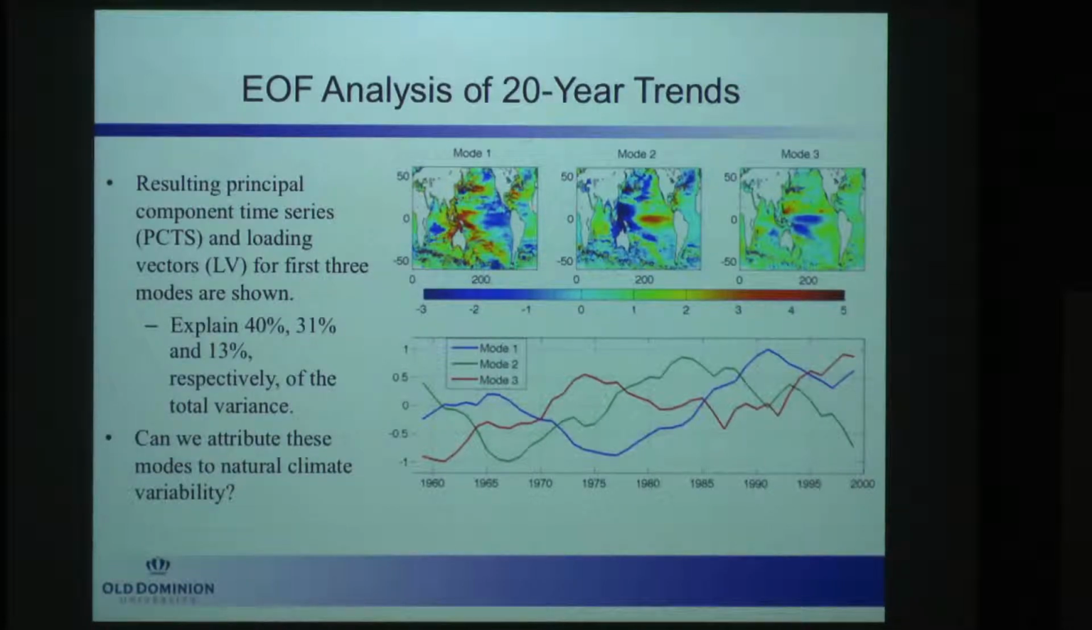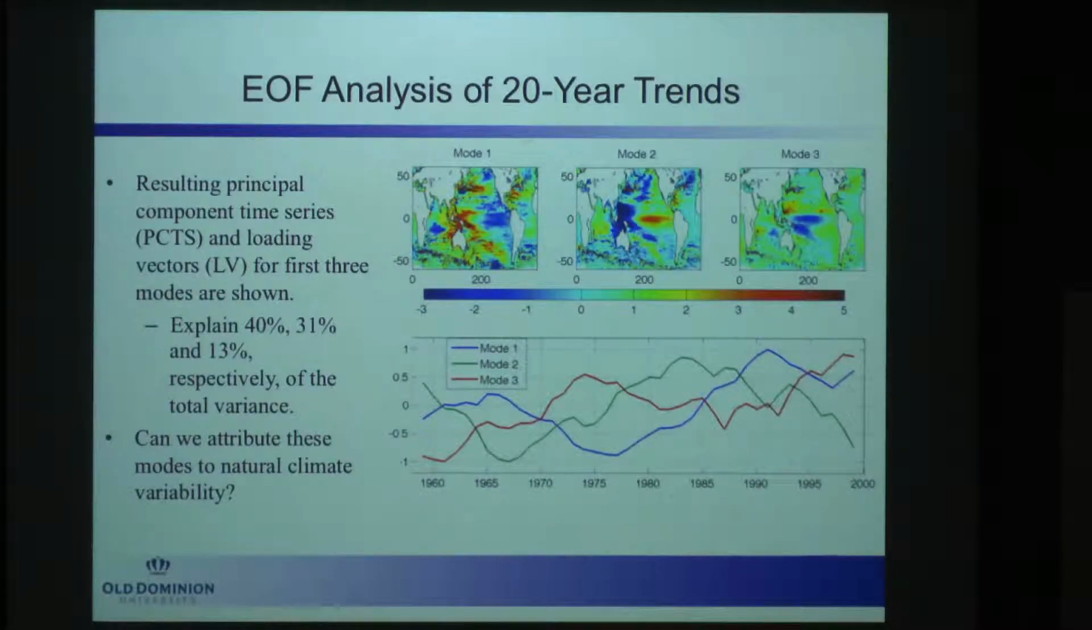So here's your Mode 1. This is your dominant mode. Mode 2, Mode 3. So these are your three dominant modes. And you can see in Mode 1, this looks a lot like what we've seen over the past 20 years. So this suggests that what we've seen in the last 20 years is the dominant trend pattern that we've seen over the past 60 years. These are the PC time series associated with these.